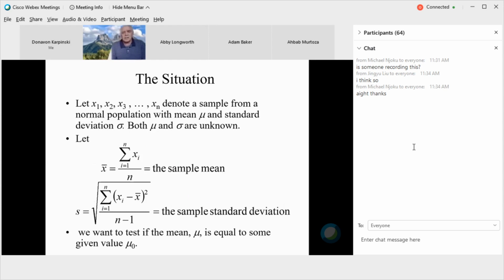So here's a situation when you use the t distribution. You have data coming from a normal population. Both the mean and the standard deviation are unknown and have to be estimated. The estimate of the mean is the sample mean. The estimate of sigma is S, the sample standard deviation. We want to test if the mean is equal to mu naught.